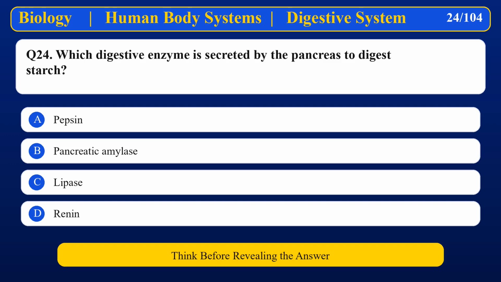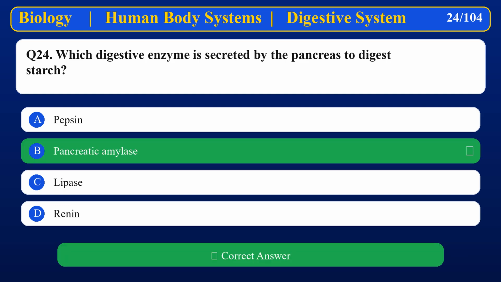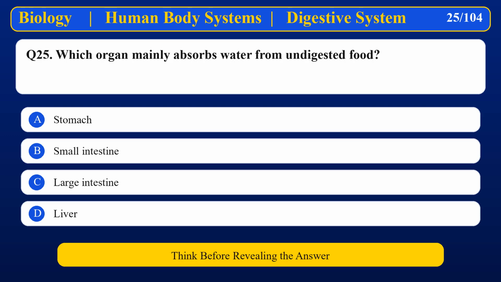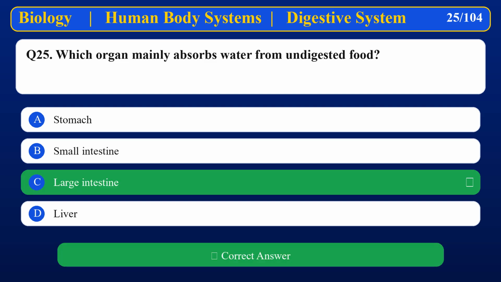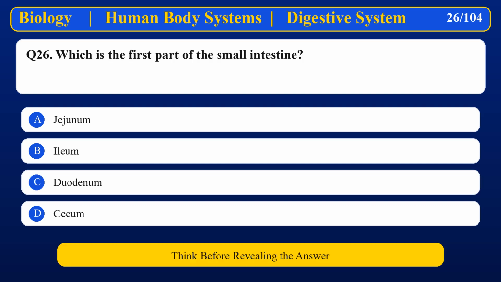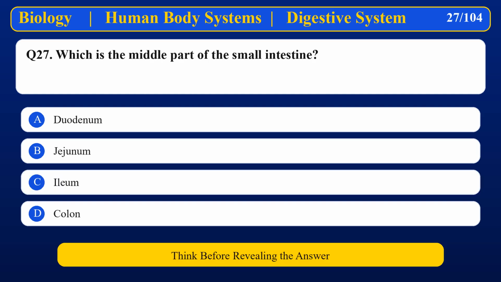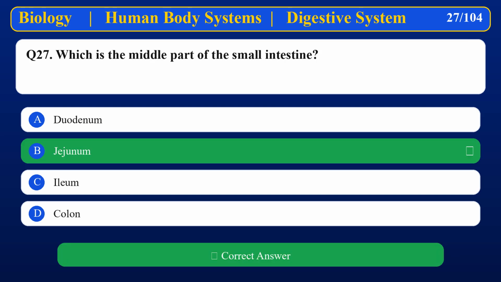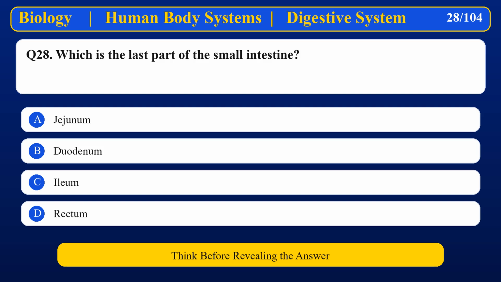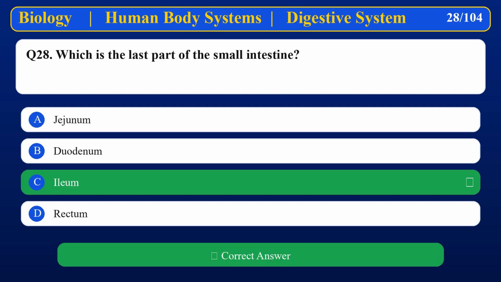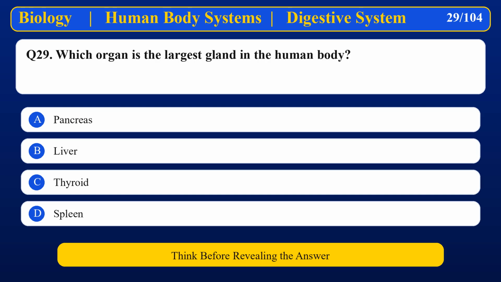Which digestive enzyme is secreted by the pancreas to digest starch? Pancreatic amylase. Which organ mainly absorbs water from undigested food? Large intestine. Which is the first part of the small intestine? Duodenum. Which is the middle part of the small intestine? Jejunum. Which is the last part of the small intestine? Ileum. Which organ is the largest gland in the human body?